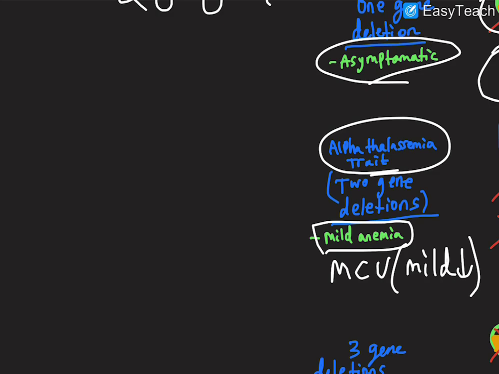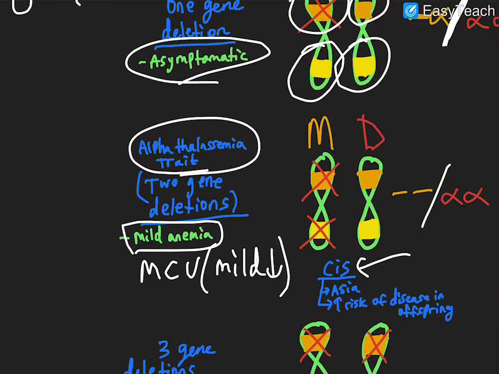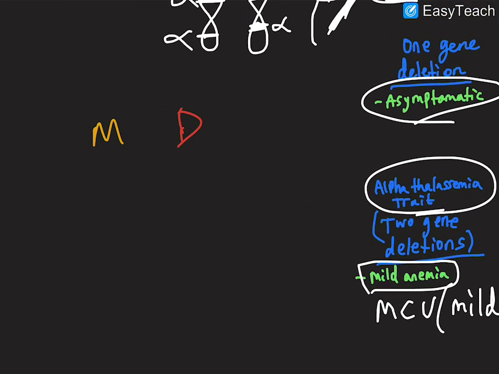So we represented orange for mom, so we'll just write it here. This orange will be for mom, red will be for dad. And we said what? Cis deletions are more dangerous because you have more chance of passing that to the offspring. So you have a higher risk of disease in offspring. So let's make an example right here.